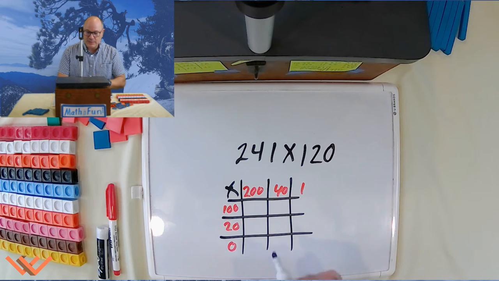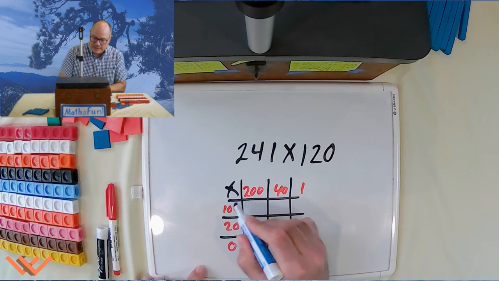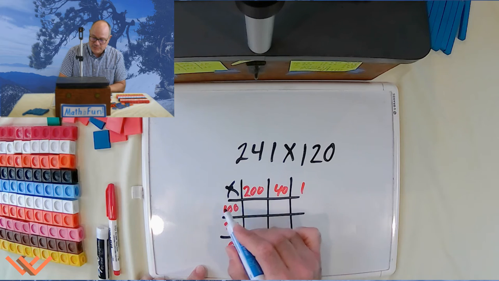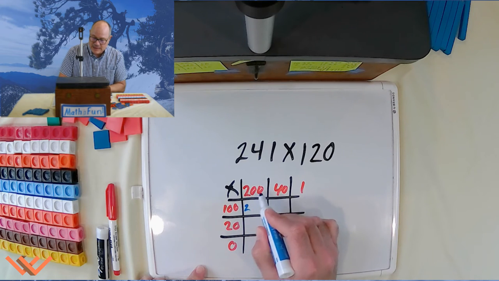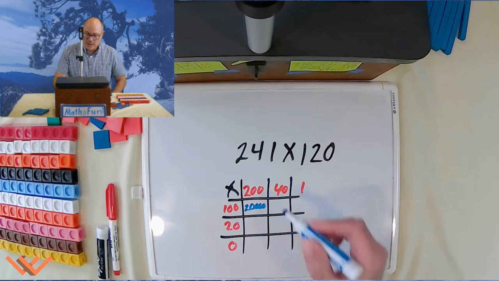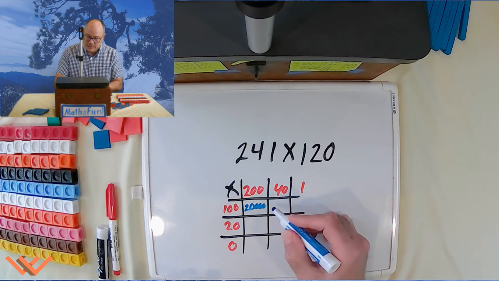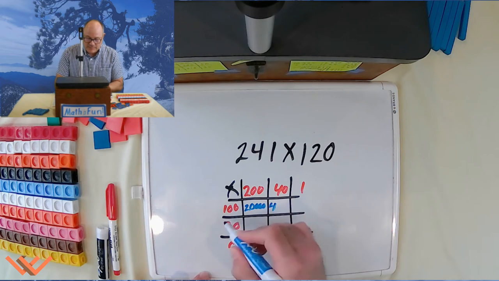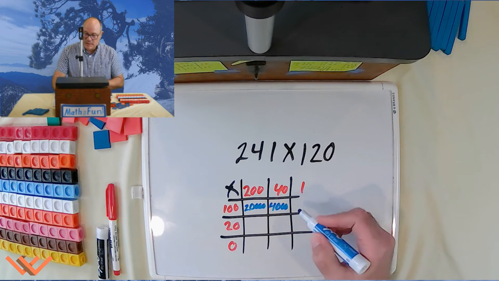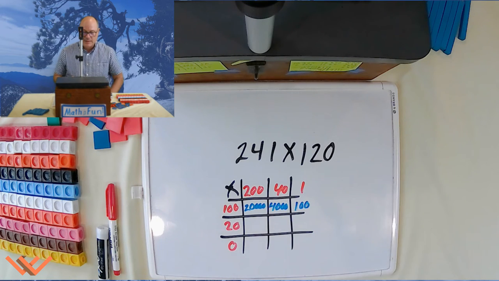So, wrong color, let's get to the next color. So 100 times 200. We're just looking at the starting digits there, so 2 times 1 is 2. And then we add up the number of zeros, 1, 2, 3, 4. So that's 20,000. 40 times 100 is going to be 4, and then add the zeros, 1, 2, 3, 4,000. 100 times 1 is 100.